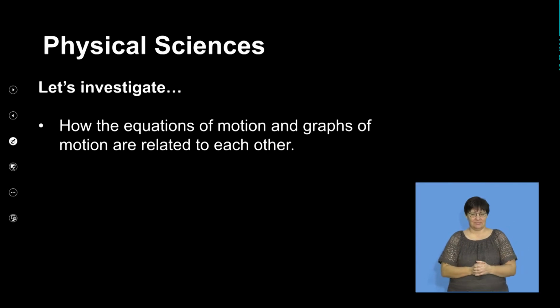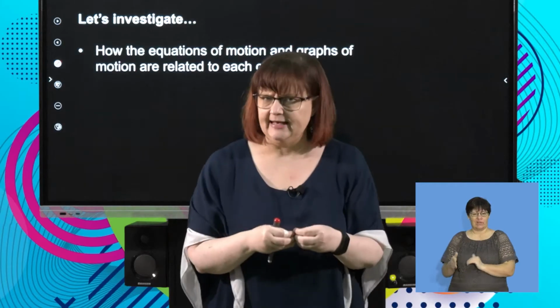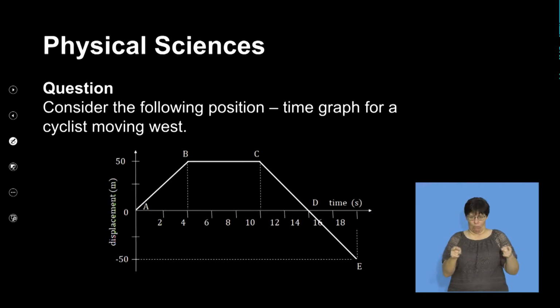So, what we're going to investigate now is how those equations of motion we just looked at are related to graphs. Because I said we can use them instead of graphs, but sometimes we just need to see the connection, okay? So what we're going to look at is this. We have the position time graph for a cyclist that is moving west. So we know he's going west, and what this is telling me, original displacement, that's where he's starting from. He moves 50 meters, then he stops for a little bit, and then he goes 50 meters backwards, basically.